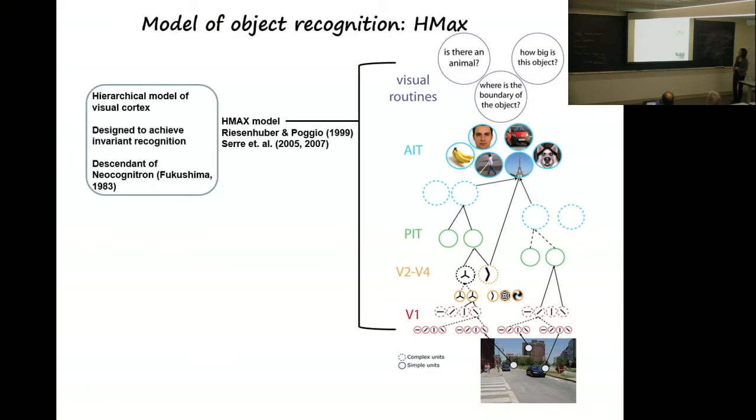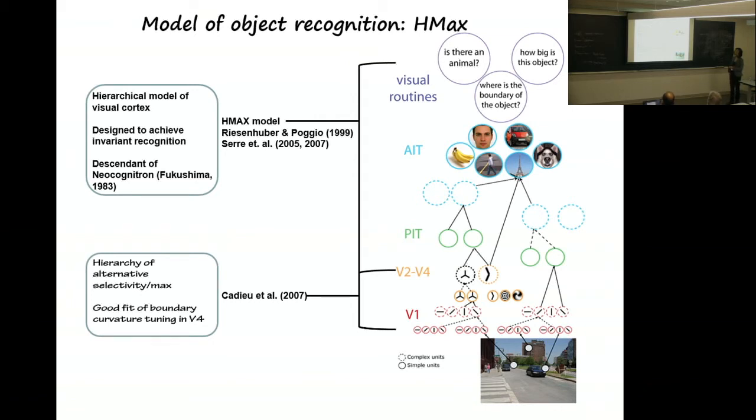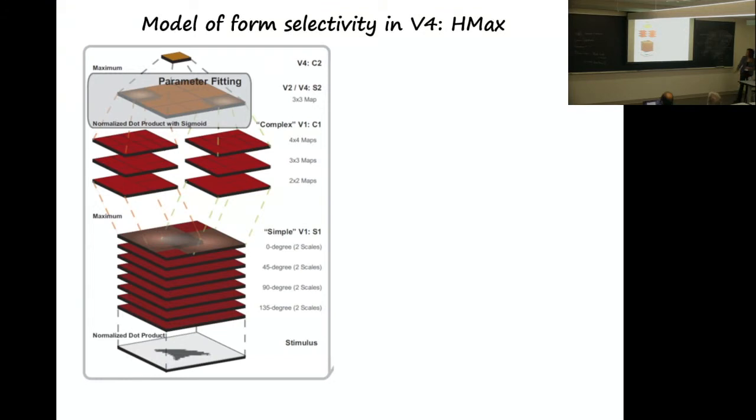So the question is, what kind of a mechanistic model can explain how curvature tuning that's invariant to position might be built up? One prominent image computable model for object recognition is the HMax model proposed by Poggio and colleagues. It's a hierarchical model of visual cortex, designed to achieve invariant recognition. The first 4 stages of this model have been shown to be able to fit tuning for boundary curvature in V4. You can basically take these 4 stages and fit them to the responses of individual V4 neurons and get good predictive power out of it. So let's take a look at just those 4 stages.